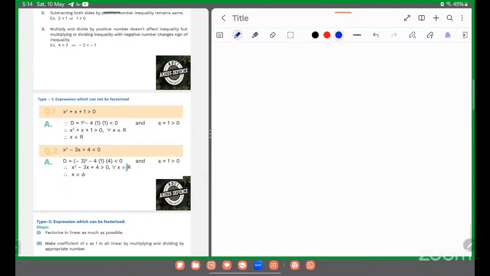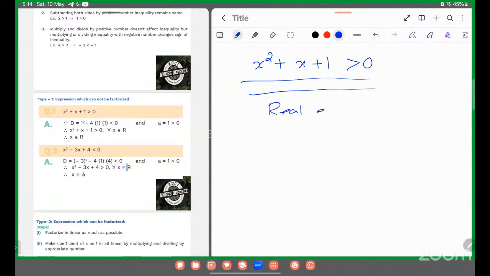In this particular question, x square plus x plus 1 greater than 0. If you want to solve this inequality, we have to check whether any real solution exists or not.